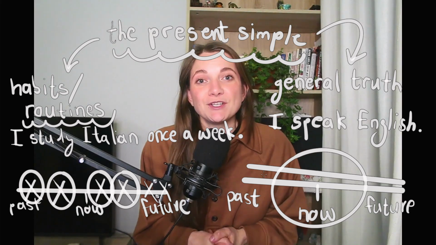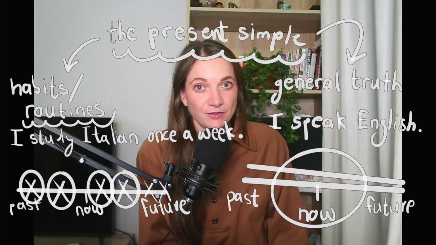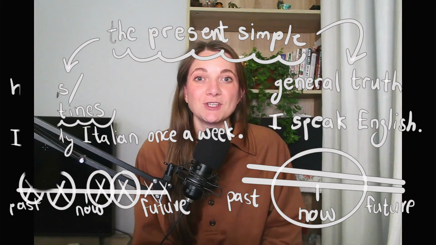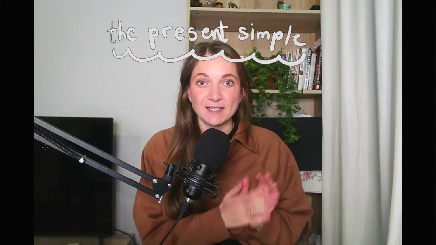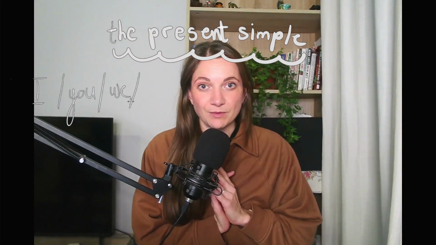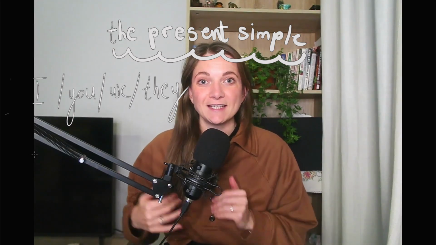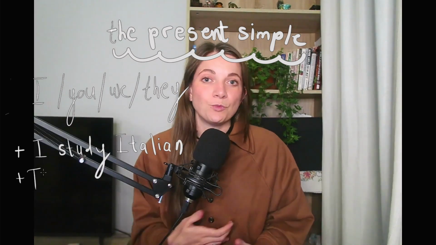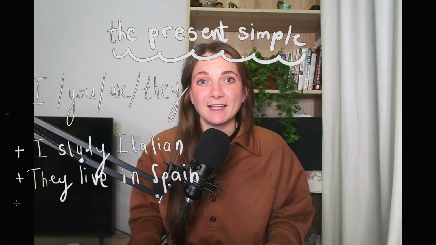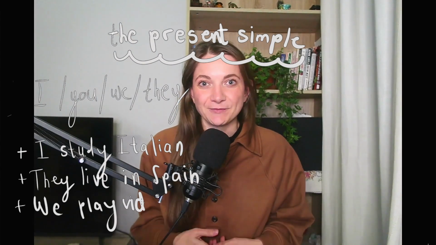So, if we want to look at the structure of the present simple, with the subjects I, you, we, they, the structure is subject plus verb. Okay. I study Italian. They live in Spain. We play video games on the weekend.